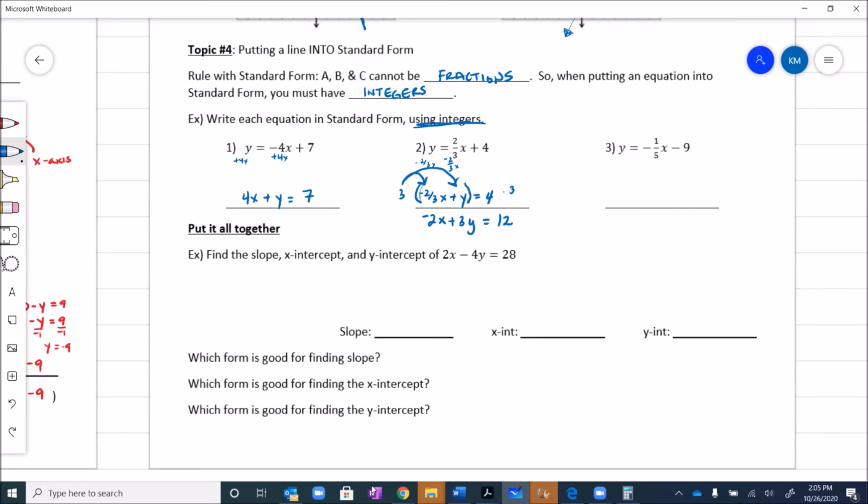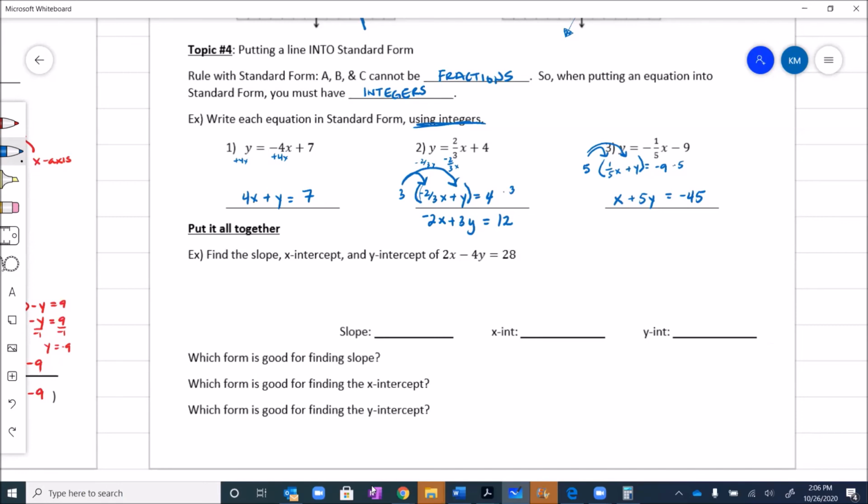Try that on the last problem. I'm going to add 1/5 x to both sides. So I have 1/5 x plus y equals negative 9. In order to get my final answer, my denominator is 5. So I'm going to multiply both sides by 5. And that gives me 1x, just x, plus 5y equals negative 45. Okay. And there we have it.